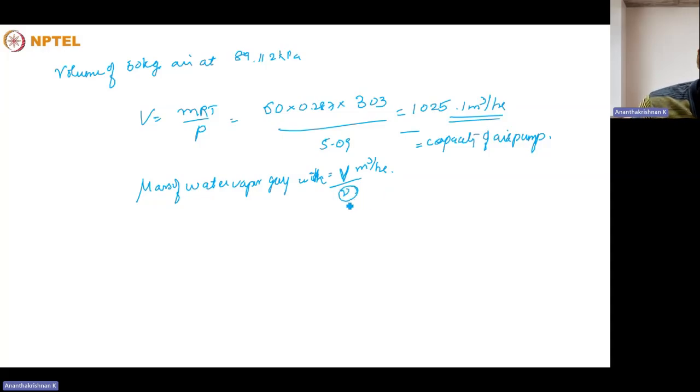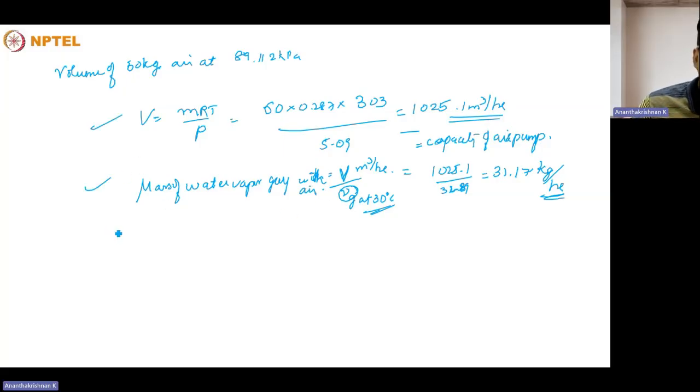Specific volume of the gas at 30 degrees Celsius, from the steam table, we can get it as 32.89. So we'll be getting it as 31.17 kilograms per hour. So that is the mass of water vapor going with the air.